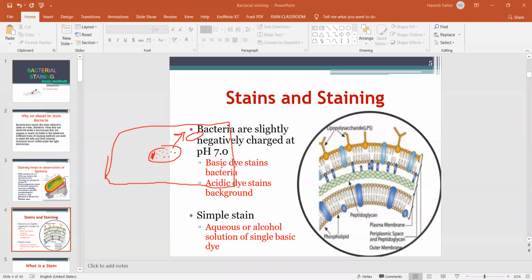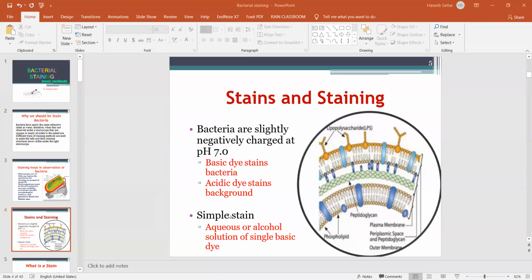The basic dye is the main primary dye which helps to stain the bacteria, because bacteria retain the basic dye, and the acidic dye is responsible for the background. That is why we can easily visualize the bacteria and its shape, and identify whether it is cocci, bacillus, spirochete, or what type of bacteria it is.